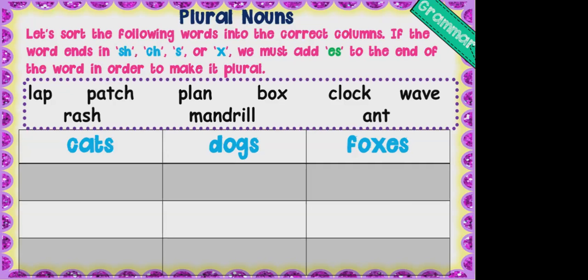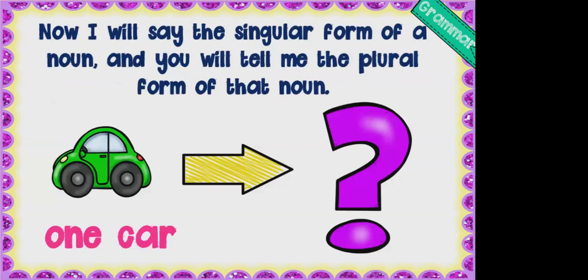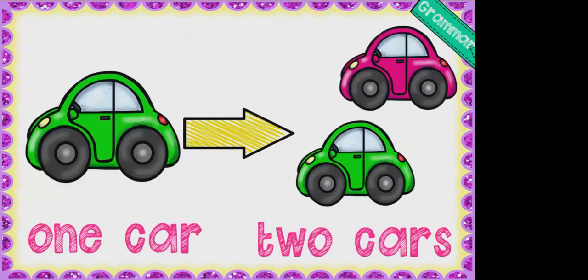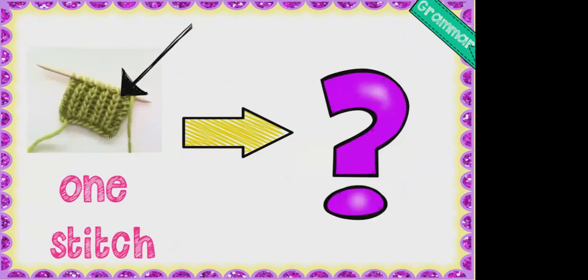Good job, friends. All right. So now I will say the singular form of a noun, and you're going to tell me the plural form of that noun. 1 car. Did I hear somebody say 2 cars? Great job, 2 cars. 1 stitch.